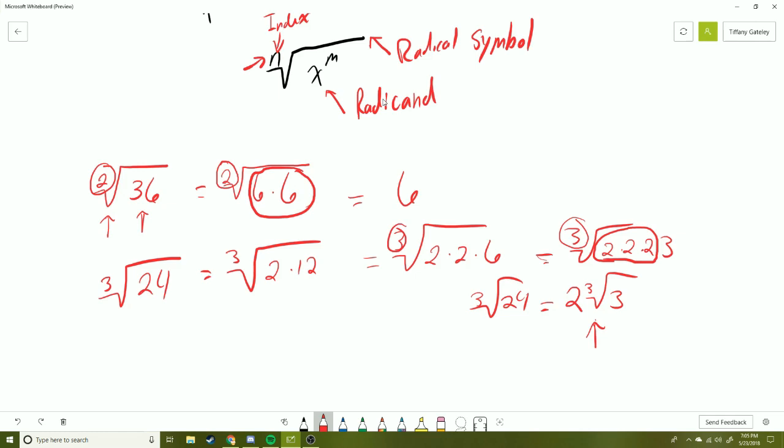Or if it's a larger number, sometimes, like if you had the cube root of 6 times 6 times 6, you can pull out the 3 6's. So you take the 3, and that equals 6. So that is what your index is really used for. So if you have a 5 as your index, you're looking for 5 numbers. If you're looking for 6 numbers, and so on.